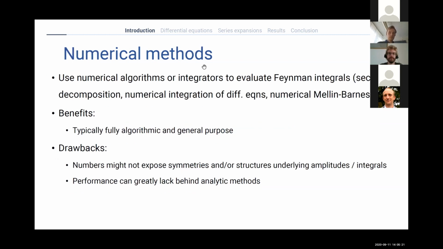So then on the other side, you have numerical methods. This can be things like sector decomposition combined with numerical integrators, where you're just numerically integrating your integrals in a very generic way, which is kind of blind to the integral that you are computing, but it's very general purpose. Now, the benefit of this approach is that it's quite simple to do, but the drawbacks are that you might not see, say, symmetries that you would see in the symbol. You don't see some cancellations of letters. And also the performance can greatly lag behind analytic methods.